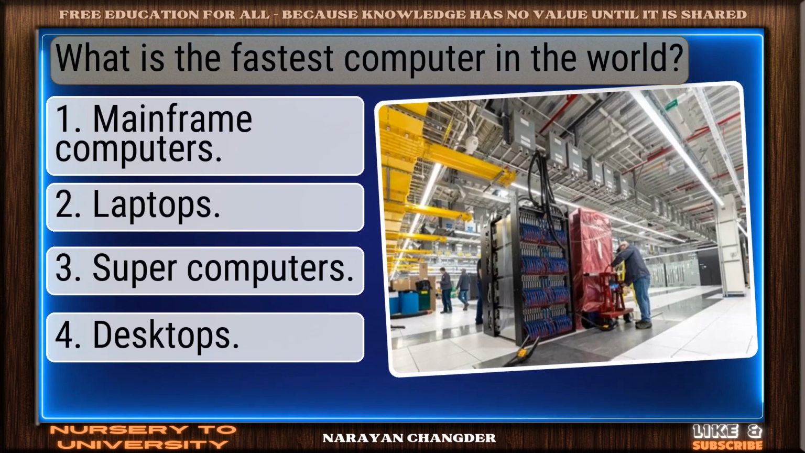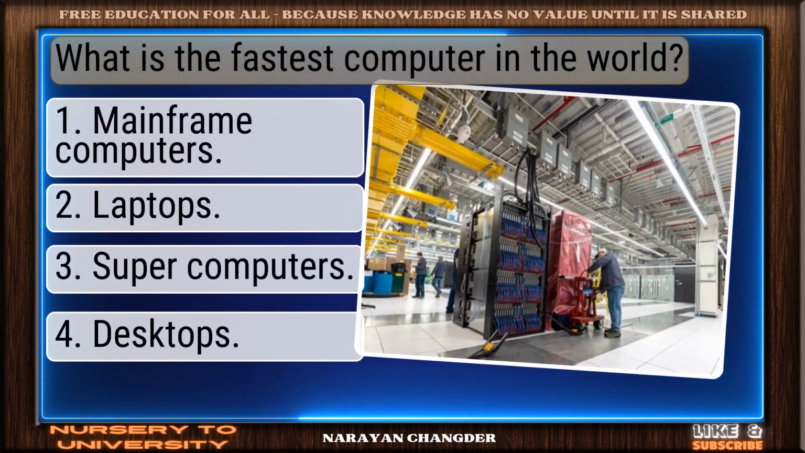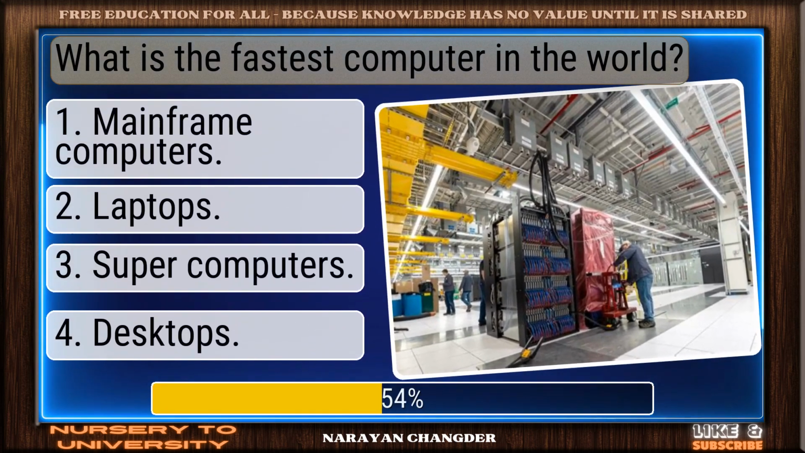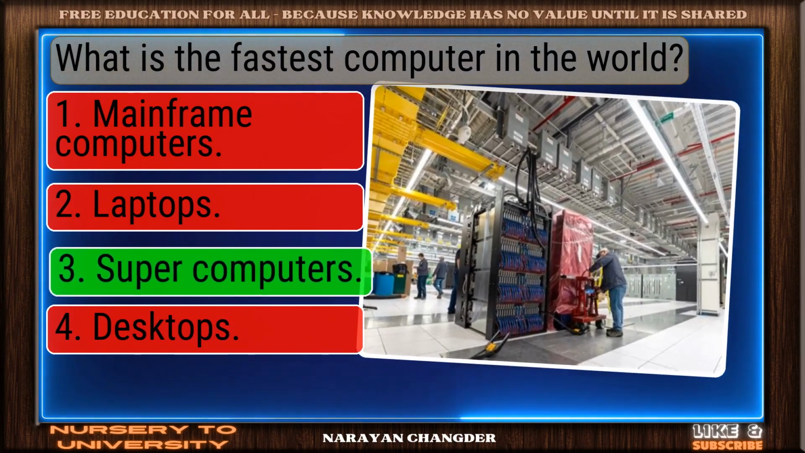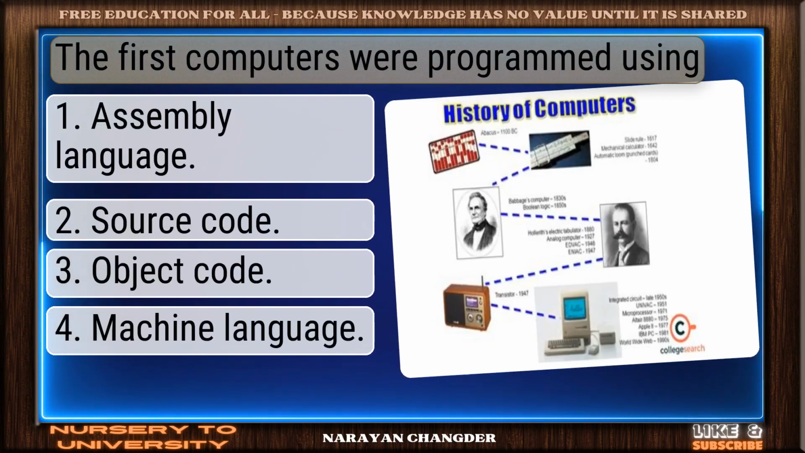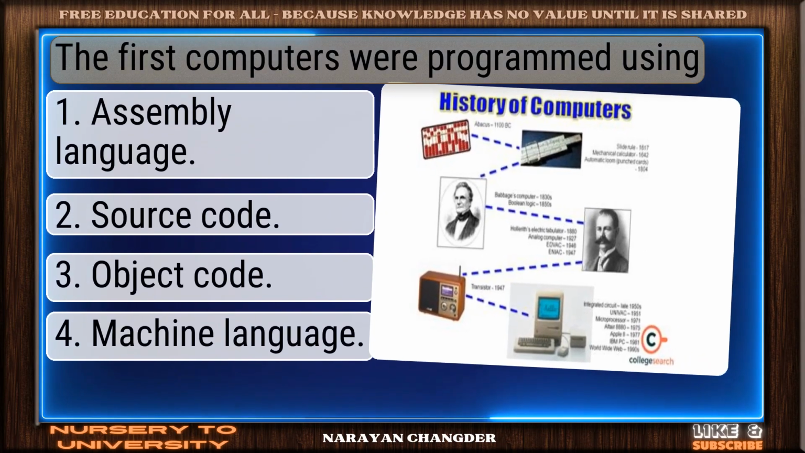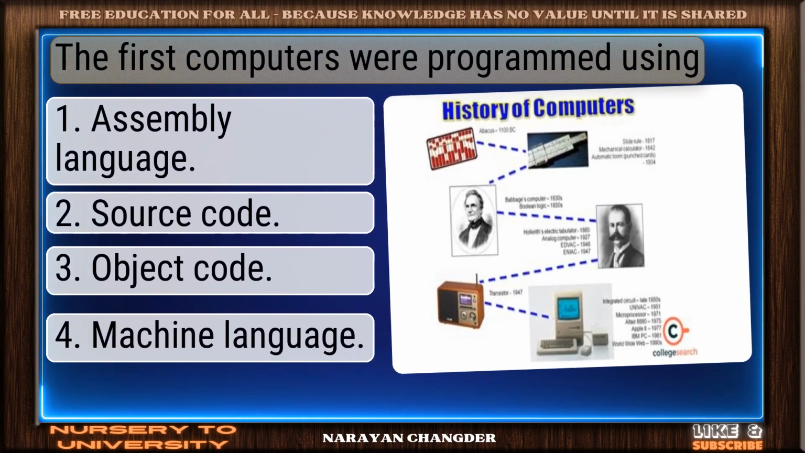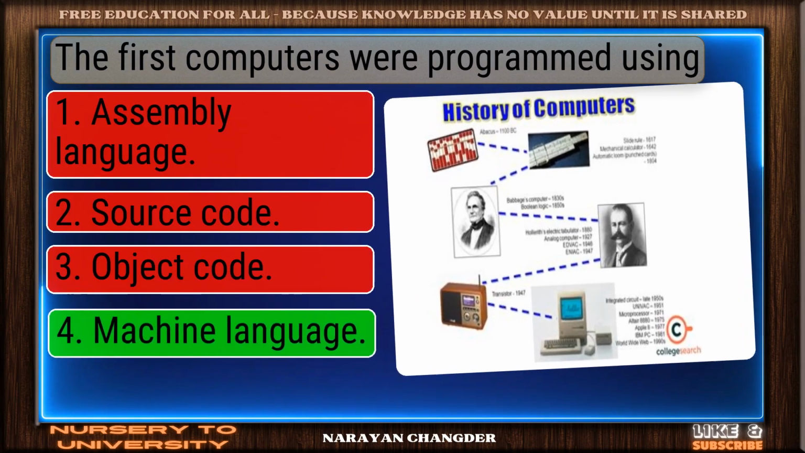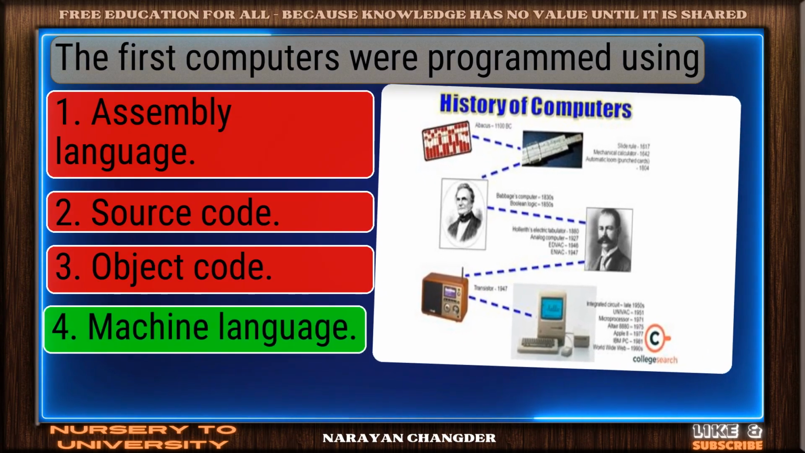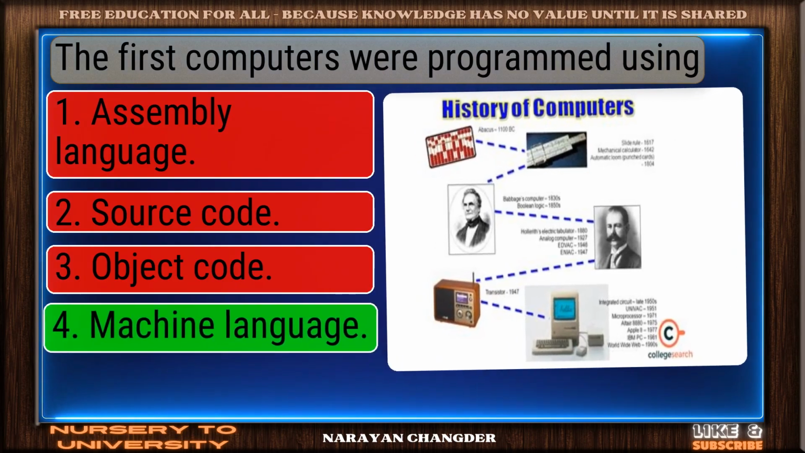Question number 43. What is the fastest computer in the world? Correct. Supercomputers is the right answer. Question number 44. The first computers were programmed using? Exactly. Machine language makes sense and it is right choice.